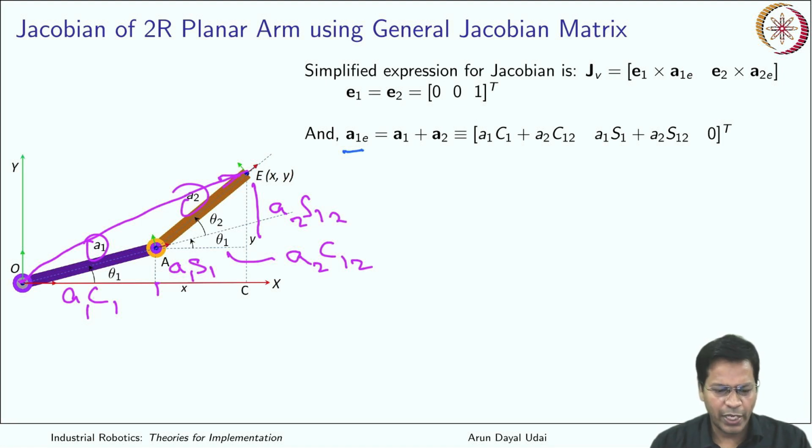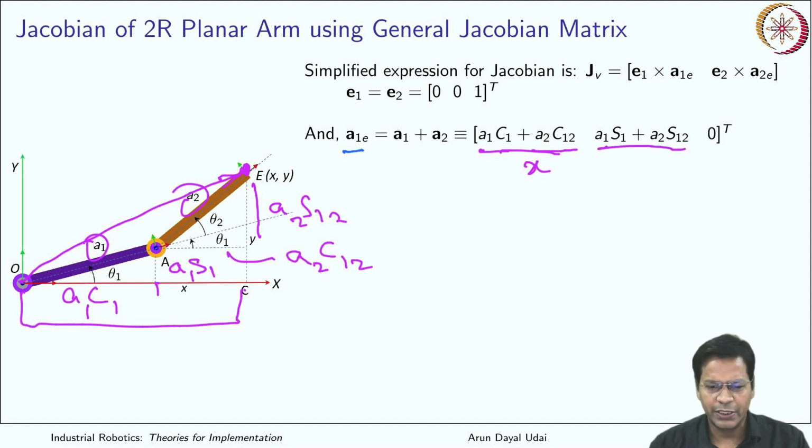Got it? If you calculate the x coordinate of the end effector, that is a1 C1 plus a2 C12. That is the x coordinate of the end effector, I am talking about this point here. Similarly, the y coordinate is a1 S1 plus a2 S12, and because it is a planar manipulator, the point has coordinate Z as 0. So this becomes your vector a_1E, a_1 to E.